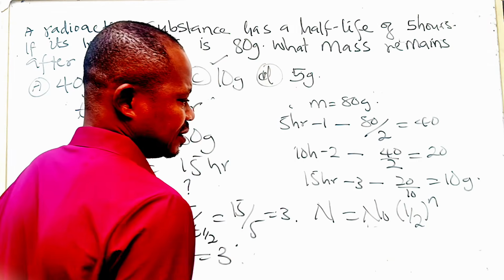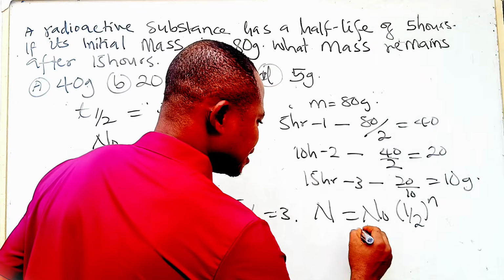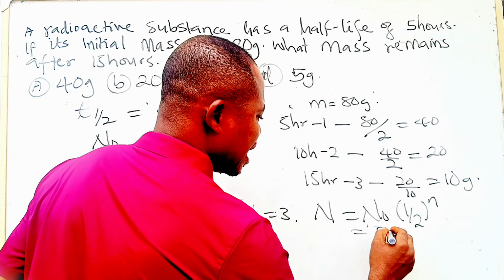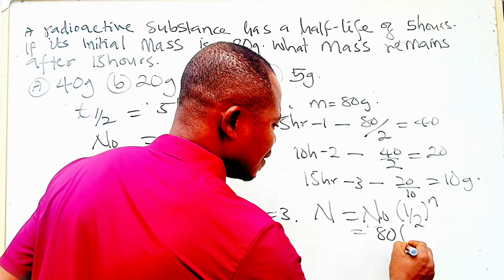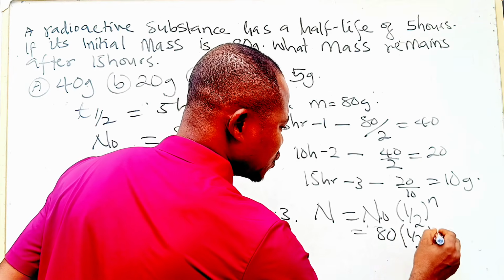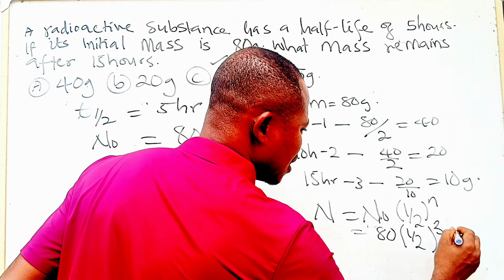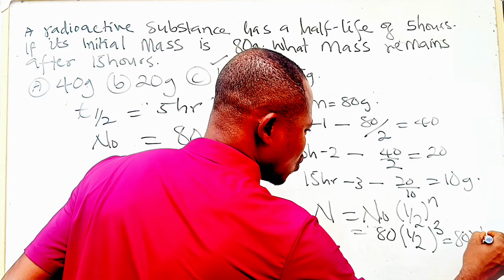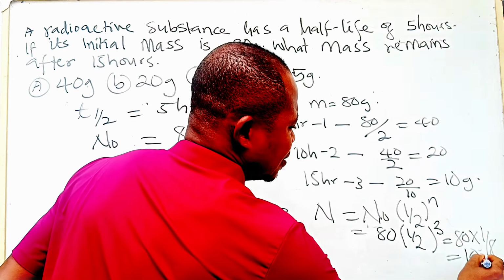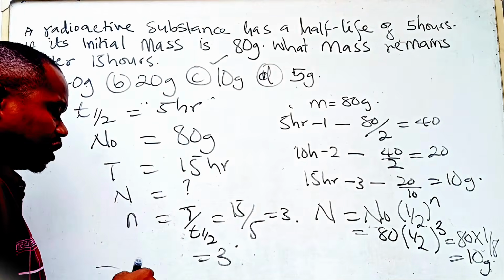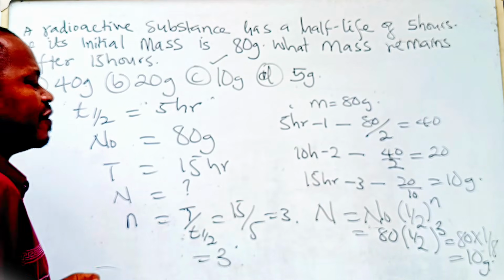Now, let's look at the second method, which says the remaining mass is equal to N0 times half raised to the power n. So, the initial mass is 80, times half raised to the power 3. If you do this, you're going to have 80 times 1 over 8, and that will give you 10 grams as the final answer. So depending on the method you use, you still arrive at the same answer.